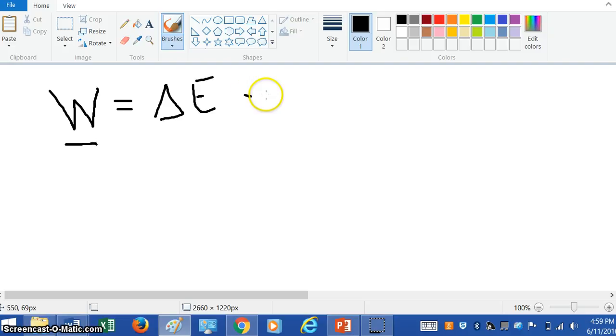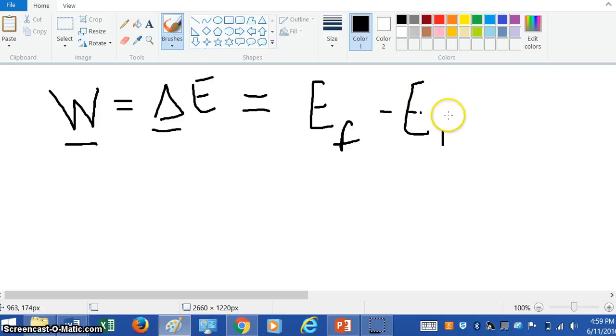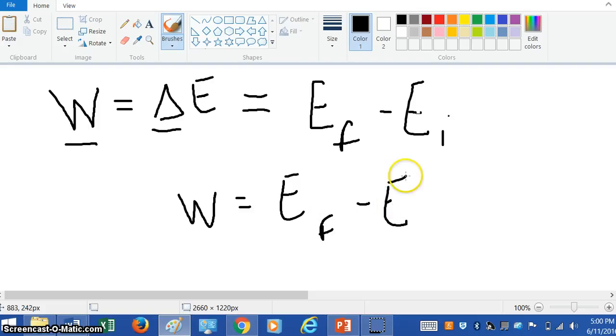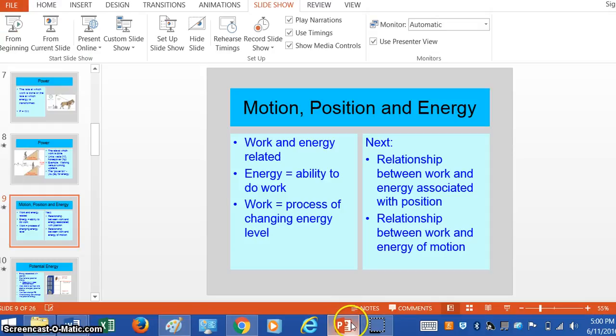Okay, so just to remind ourselves, the change in energy is going to be anytime you have a delta right here, it's the final quantity minus the initial quantity. So that's just another way of writing the work. The work is E final minus E initial, or delta E. Okay, so that's when we're changing energy levels. All right, let's go back to the PowerPoint.